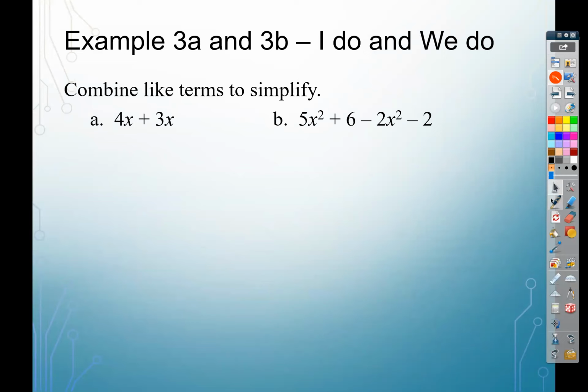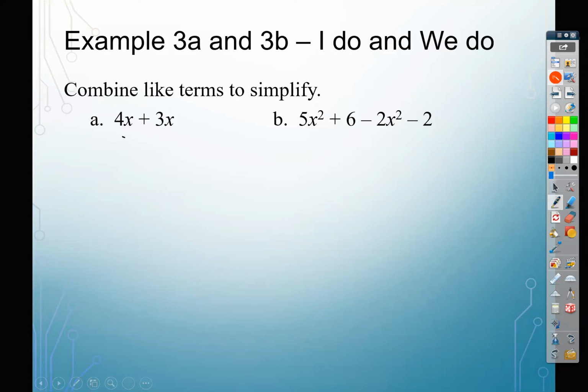Combine like terms to simplify. Okay, so 4x plus 3x is 7x. In B, we can only combine like terms, right? So 5x squared minus 2x squared is 3x squared, and 6 minus 2 is a positive 4.